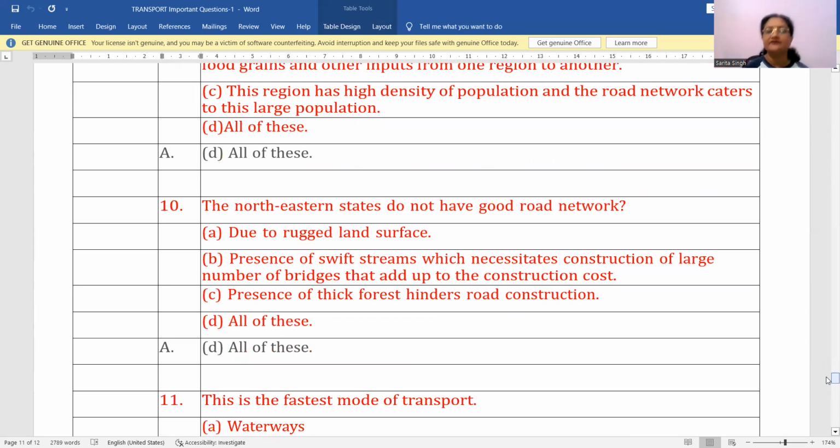The northeastern states do not have good road network due to rugged land surface. Okay, presence of swift streams which necessitates the construction of large number of bridges and all. So what will happen, the construction cost will increase many times, right? It will actually create problems. Then presence of thick forest area also in that region, you will find in the northeastern region. So hilly mountainous area, dense forested area, and construction of bridges and all come together as one option, that is all of these. Okay, so here the option will be D.